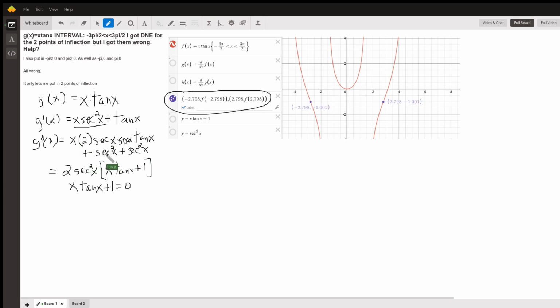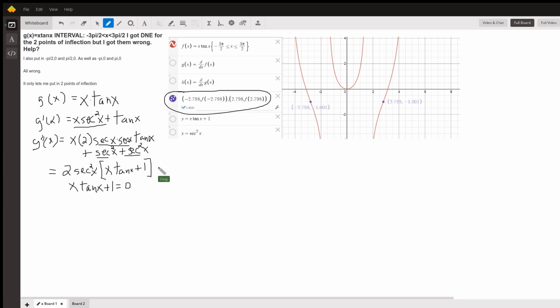When I simplified all this, I saw that these two terms combined to 2 secant squared x, and I have a secant squared x in each term. As a matter of fact, a 2 secant squared x in each term. Factored that out, and I'm left with x tangent x plus 1.